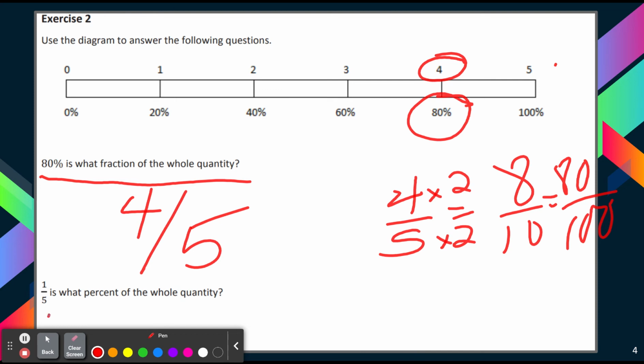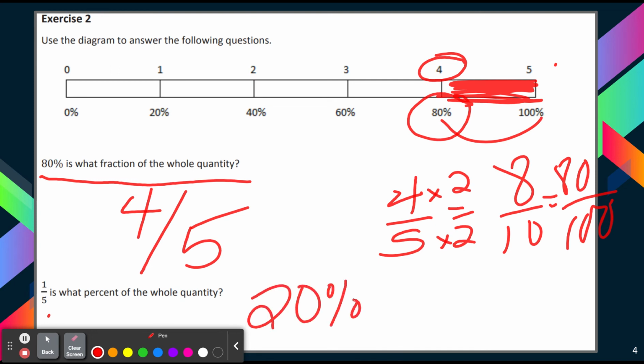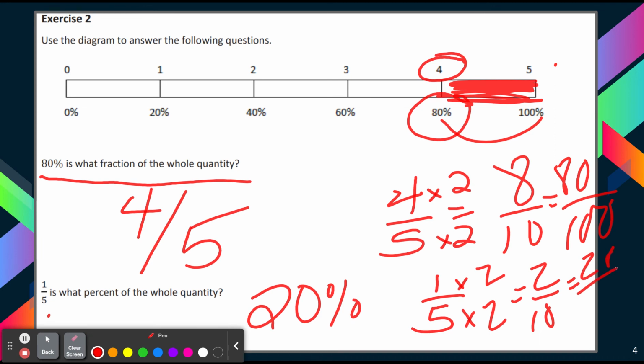Down here, 1/5 is what percent of the whole quantity. So this is the 1/5 that they're talking about here. This is that leftover that's not part of it. Well, I know from 80 to 100%, that's 20% left. So it is 20%. And I could do the same thing here. I can write my 1/5, multiply times 2. Then I get my 2/10. That is also equivalent to 20 over 100 if I multiplied by 10, and boom, there's your 20%. All right. Make sure you have all of that. Pause if you need to.